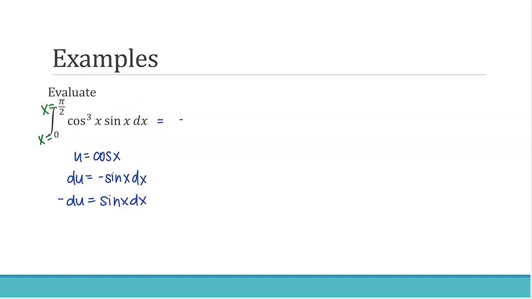This is going to become negative the integral. So I'm replacing the sine x dx with negative du. I'm going to put the negative in the front and the du in the back. And then cosine gets replaced with u, so this integral is simply u cubed. And then I have my limits of integration to deal with.